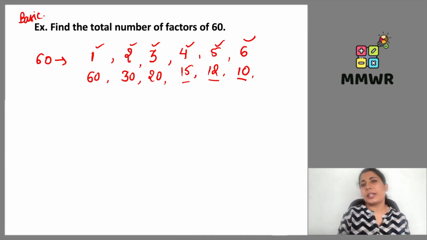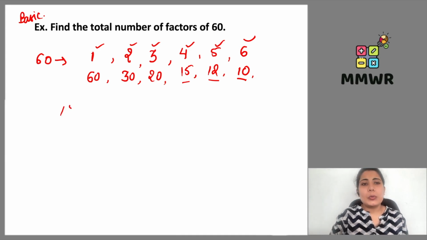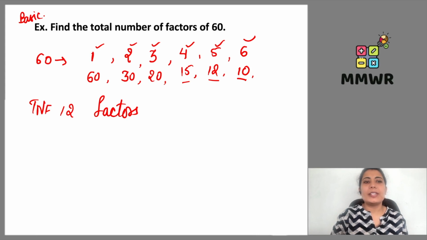So total how many factors are there? Total 12 factors are there. How many factors are there? Total number of factors, 12 we have.